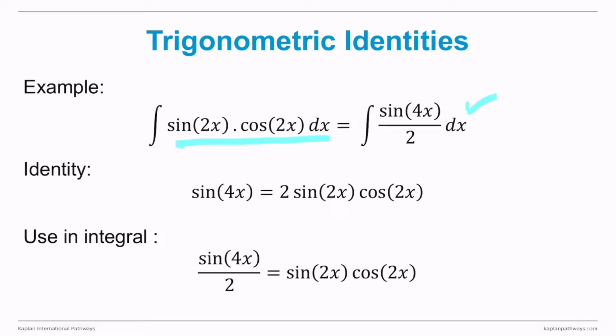To integrate this, the 1/2 we can take outside, and then we integrate sine 4x. So sine 4x is 2 sine 2x cosine 2x. This is an identity. Okay.